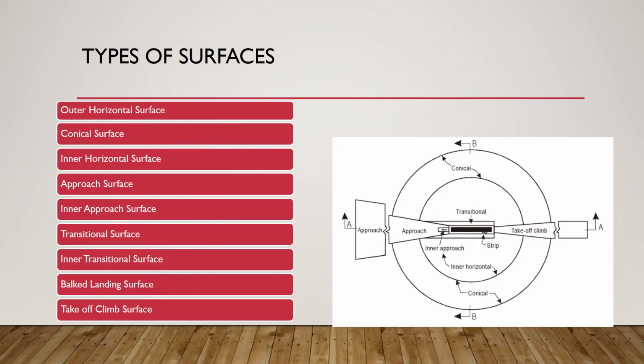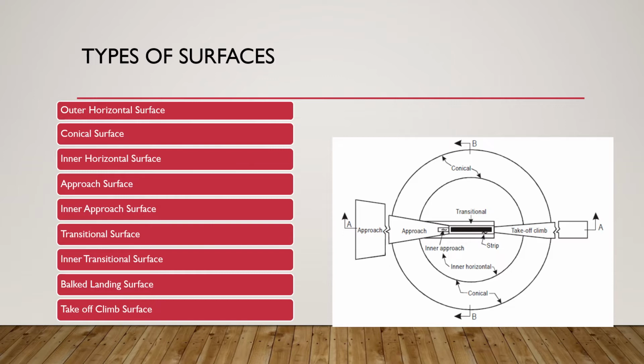So let's see what the types of surfaces are that are being designed. Namely, the outer horizontal surface, the conical surface, the inner horizontal surface, the approach surface, the inner approach surface, the transitional surface, the inner transitional surface, the balked landing surface, and the takeoff climb surface. These are the types of surfaces being designed. And to my right, I see a figure that shows a type of surface and how it is defined. So let's see the surfaces one by one.